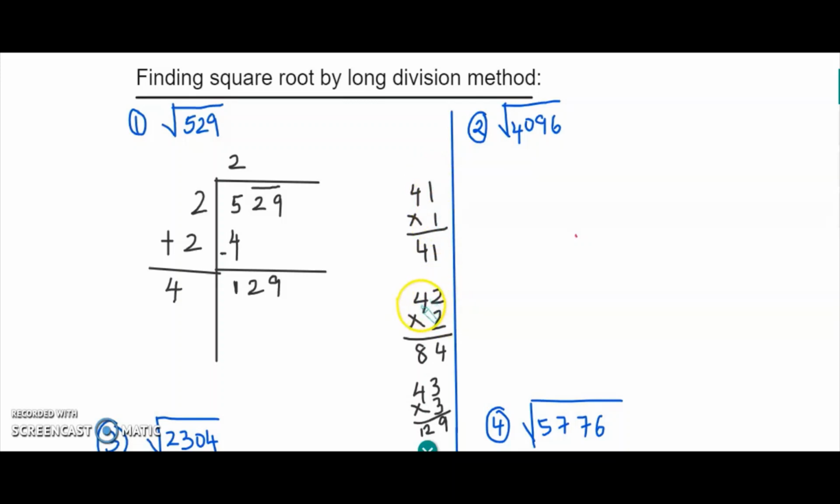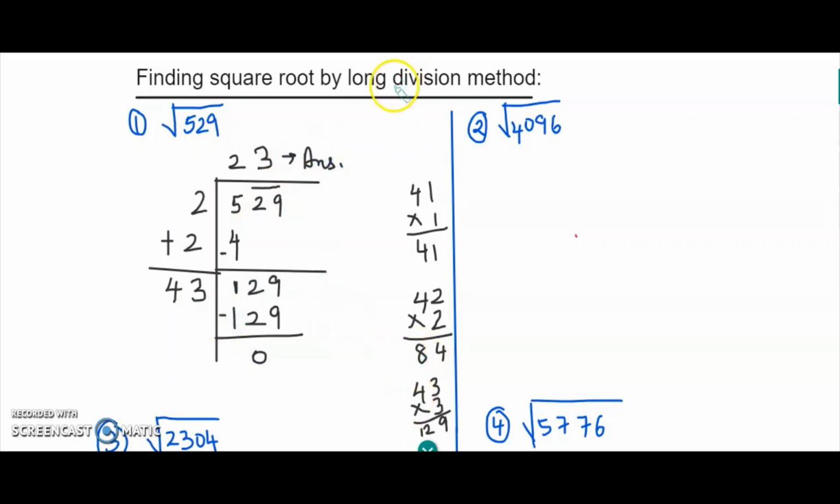Okay, so 4 is at the tens place, which is fixed, right? So I can only insert a number at the units place. If I'm putting 1, I'm multiplying by 1. If I'm putting 2, then I'm multiplying by 2. If I'm putting 3, then I have to multiply by 3. So 43 times 3 is 129. So put the 3 here and the 3 here. And you get 129, that is a 0. And this is your answer.